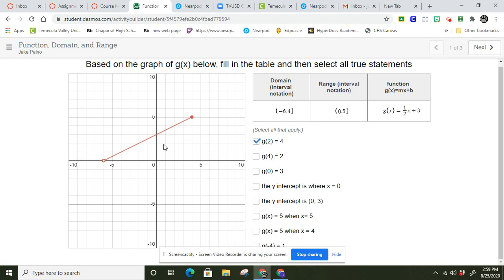Again, all I'm doing is I'm looking at the graph. Now g of 0 equals 3. So this means when x is 0, y is 3. That is a true statement, so we'll go ahead and check that off. The y-intercept is when x equals 0. That is always a true statement, right? That's the only time that the y-axis is when x is 0. So that's always true. The y-intercept is 0, 3. Yes, that is also true.